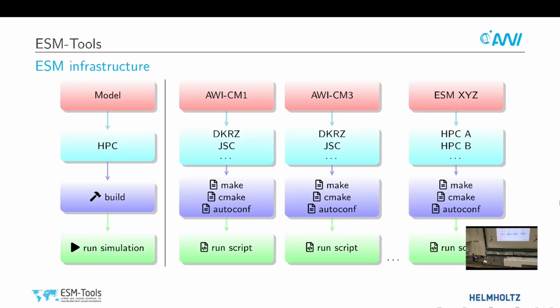So here's again an example of just two models or setups that you may want to use. On the top there's AWI-CM1 or 3 or any other climate model you may want to use, and then you can choose from different HPC resources. All these ESM models come with different components that need to be built differently, maybe because they are developed at different institutes. So they all come with different build infrastructure, and also with different run scripts that actually run the simulation.